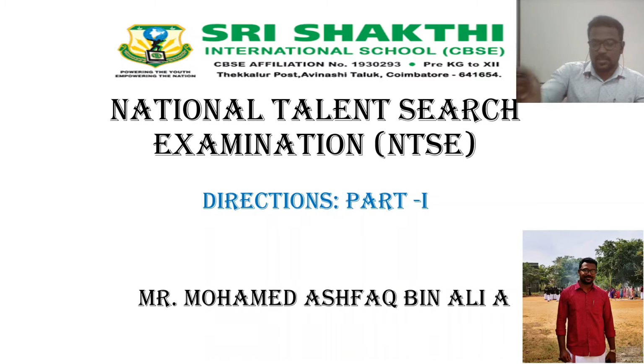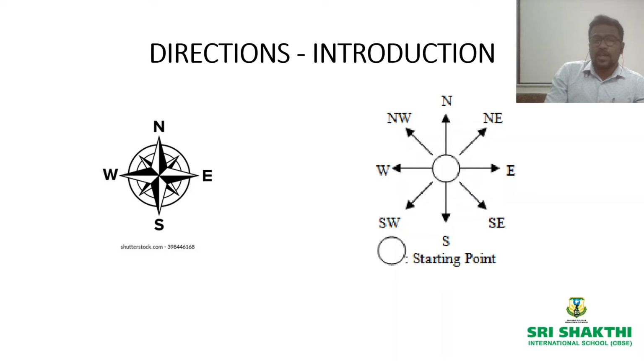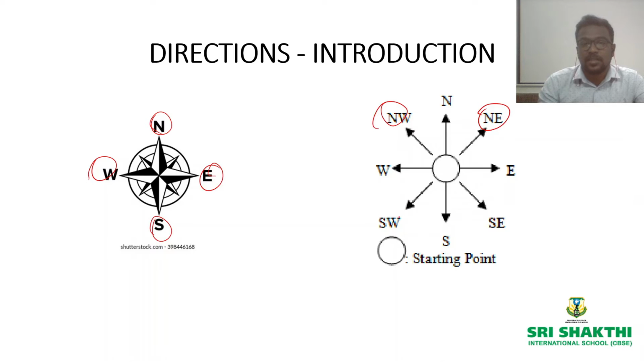So let's start with the first basic part in directions and sense. When we talk about directions, you may be simply thinking about the four major directions: north, south, west, and east. And we also have sub-directions which are derived from these four directions, which are nothing but northeast, northwest, southwest, as well as southeast.